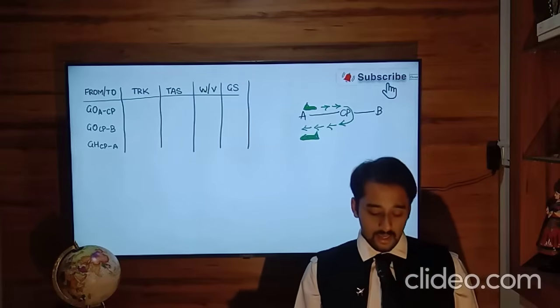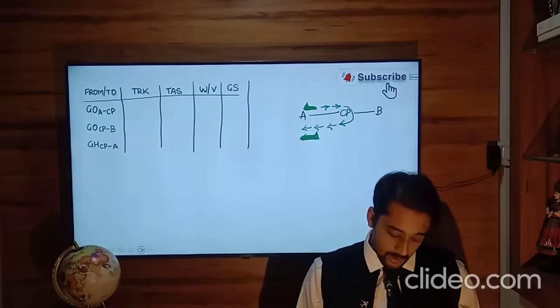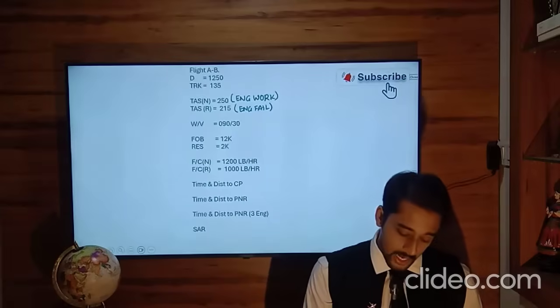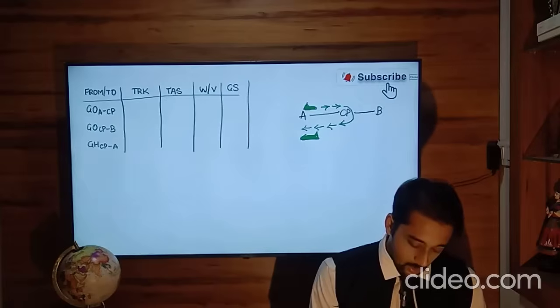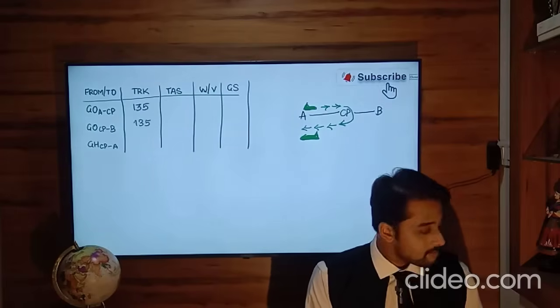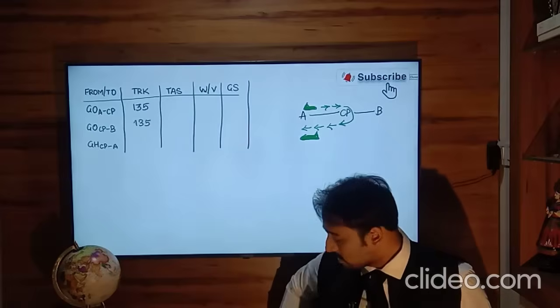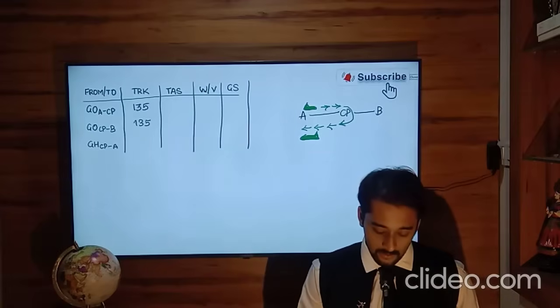Okay. Next, let's put the appropriate values. When going outbound, your track will be 135. Coming inbound, your track will become the reciprocal of 135, which is 315.